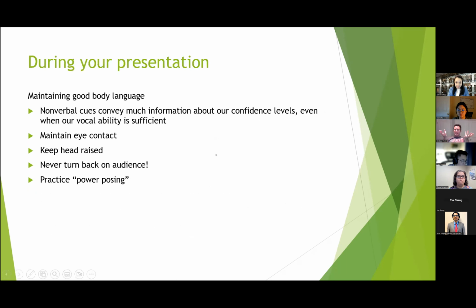Then vocally, you are maintaining confidence, but you can also maintain confidence in your body language. Nonverbal cues convey as much, if not more, information about your confidence than what your vocal ability can do. So there's a number of little tidbits here. First and foremost, maintaining eye contact.